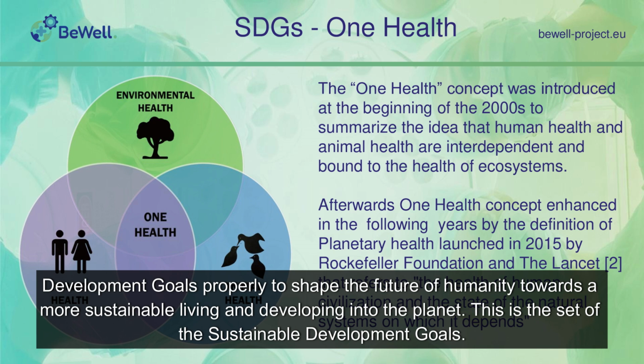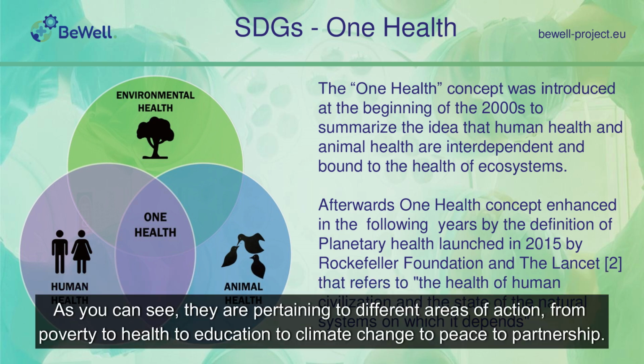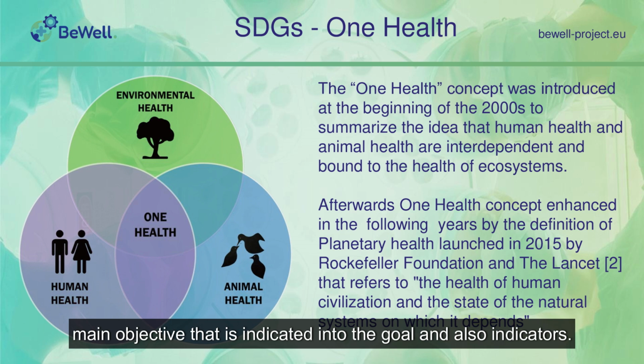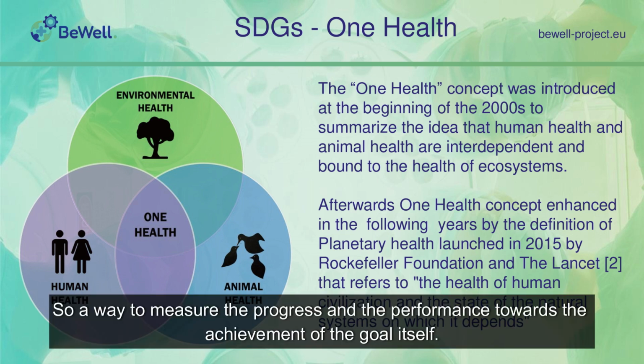This is the set of the Sustainable Development Goals. As you can see, they pertain to different areas of action, from poverty to health, to education, to climate change, to peace, to partnership. Each goal is structured in targets, which are sub-objectives of the main objective indicated in the goal, and also indicators, a way to measure the progress and performance towards the achievement of the goal itself.